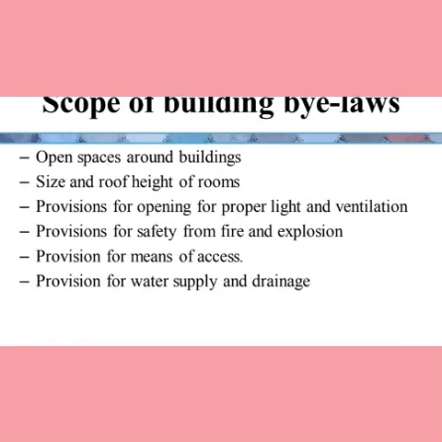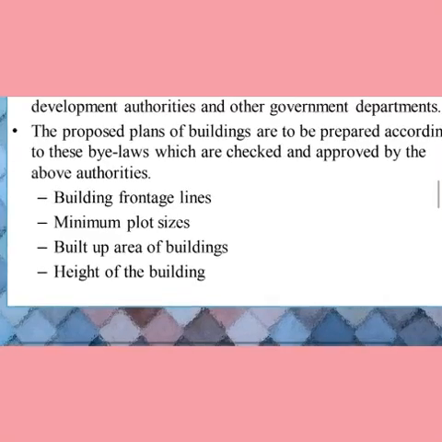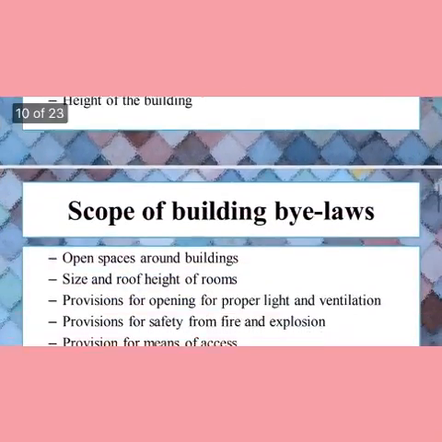Provisions for safety from fire and explosion. Provisions for means of access. Provisions for water supply and drainage. These are the scope of building bylaws. I hope you understand.